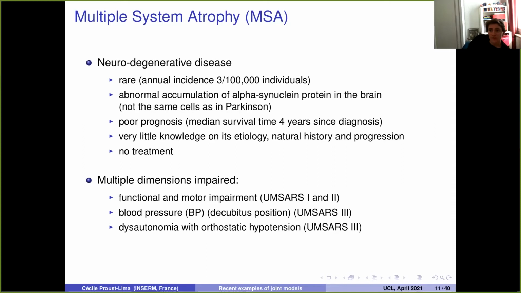The progression of multi-system atrophy can be characterized by different dimensions. We can think of a degradation of the motor function of the patient over time. We might have a problem of blood pressure. And we also have a problem of dysautonomia, which is characterized usually by a problem of orthostatic hypotension. When someone stands up, we usually have a small loss of blood pressure, but in this disease, the loss of blood pressure becomes very, very pathologic.